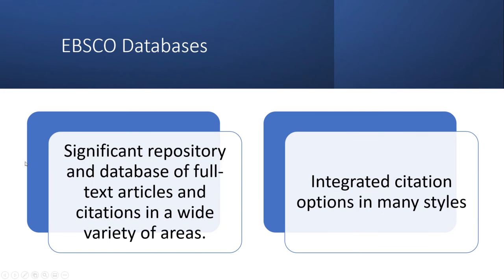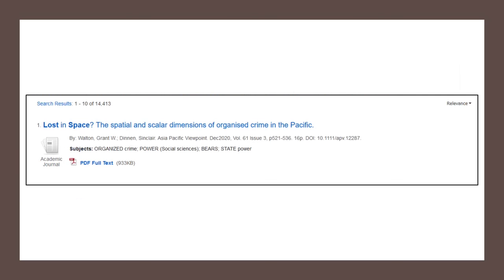The EBSCO databases. This is the other major repository that many universities use. Lots of full-text articles and citations. Again, it's designed to be comprehensive, with lots of integrated cite options in many styles for citations. So here we have, after a search, Lost in Space, the spatial and scalar dimensions of organized crime in the Pacific. That sounds like a very complicated international relations article.